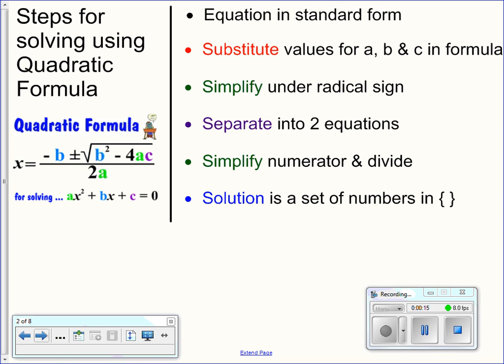So, the steps for solving using the quadratic formula: make sure your equation's in standard form, and then find your values for a, b, and c. Substitute them into the equation. Simplify what's under the radical first. That way, just in case there's no solution, you won't have to do anything else. Separate it into your two equations, simplify the numerator, and then divide, and your solution set is in braces.